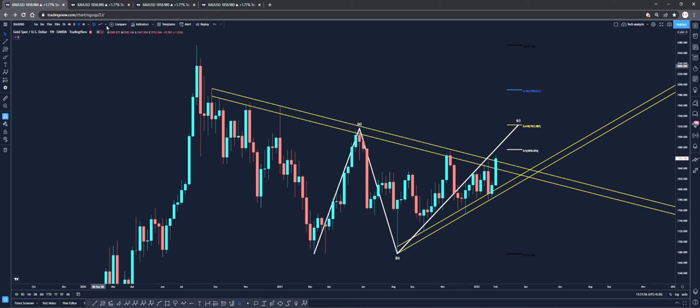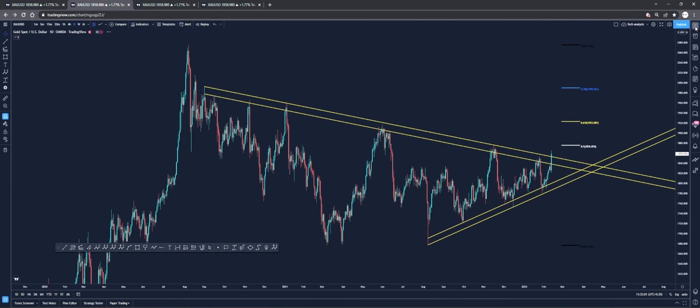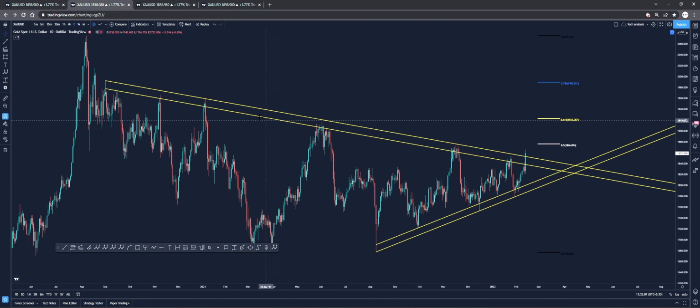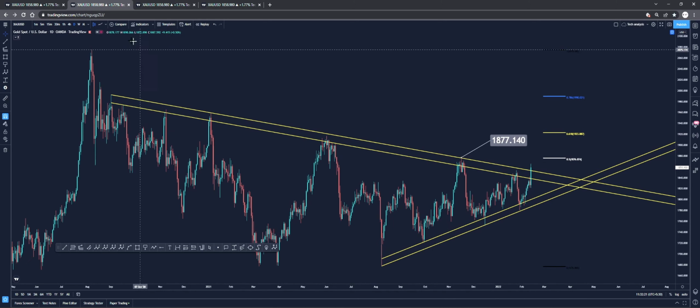If we go to the daily time frame, it is the same thing on this time frame: the candle is breaking and closing outside this trendline zone. On this daily time frame, the first resistance will be 1877, which is the 50% retracement from the all-time high to this bottom, and our target will be 1923, the 61% retracement. After this breakout on the daily and weekly time frames, gold is bullish.